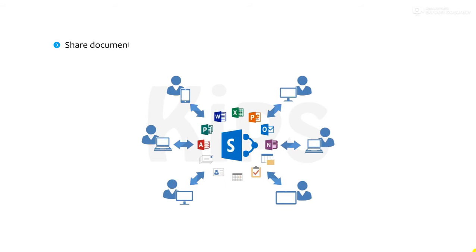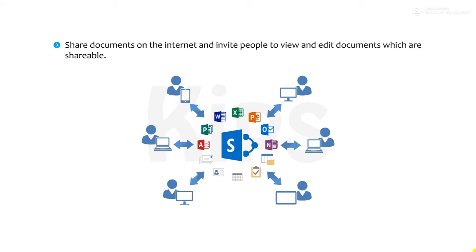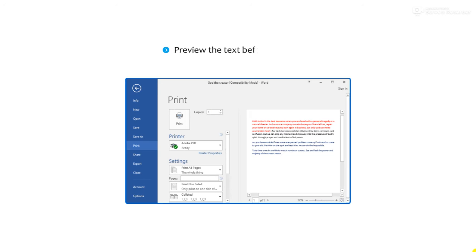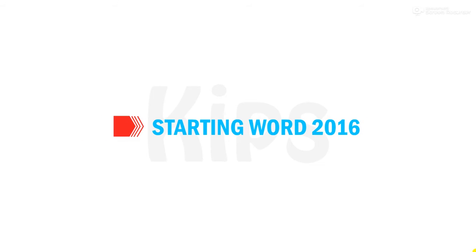Share documents on the internet and invite people to view and edit documents which are shareable. Preview the text before printing it. Take multiple printouts. Now let us understand how to start MS Word 2016.